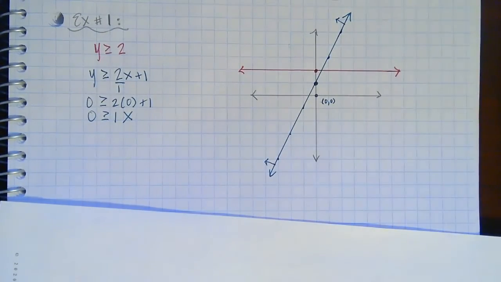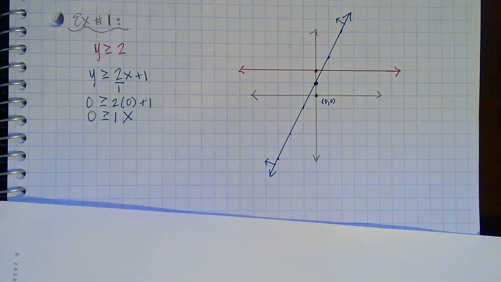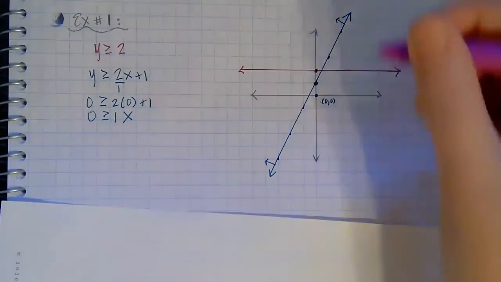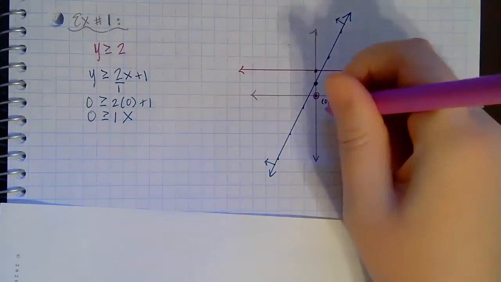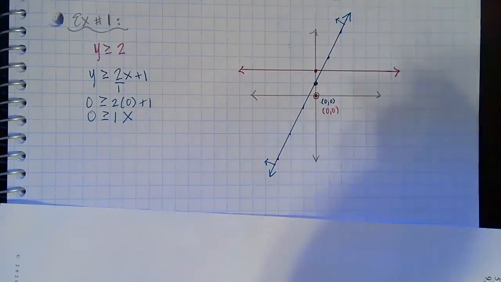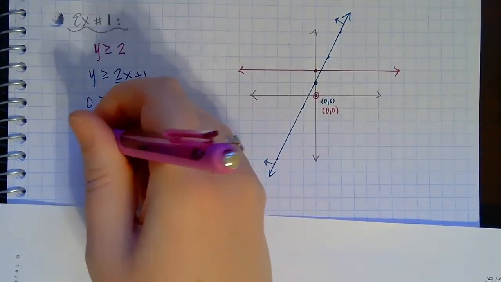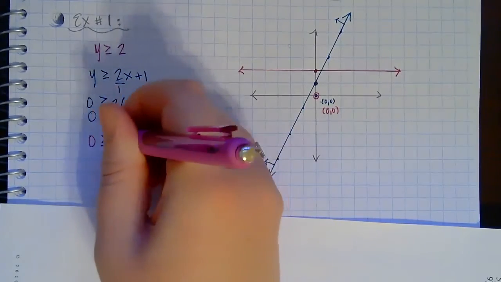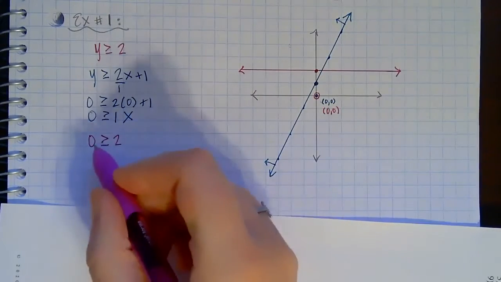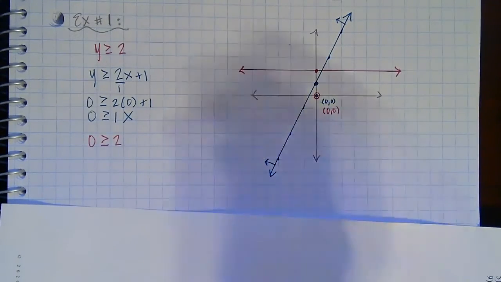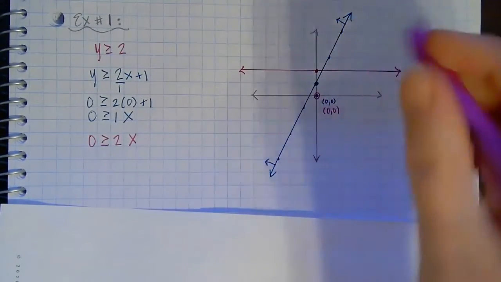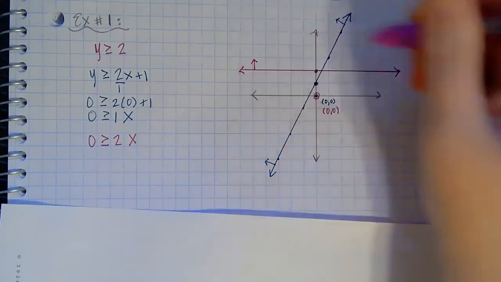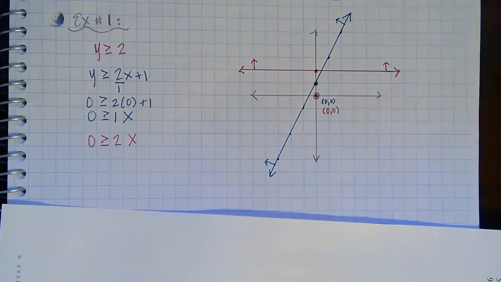Like so. Then again, I'm going to test a point. You can test any point you want. I can use 0, 0 again because it's not on the line. That's fine. So I'll try 0, 0 again in this one. Substitute 0 in for y. There is no x, so I don't substitute that in. So is 0 greater than or equal to 2? No, it is not. So I don't want to shade on the side where 0, 0 is. I want to shade on the opposite side. So that's going up this way.